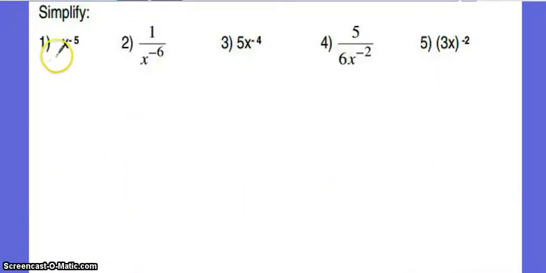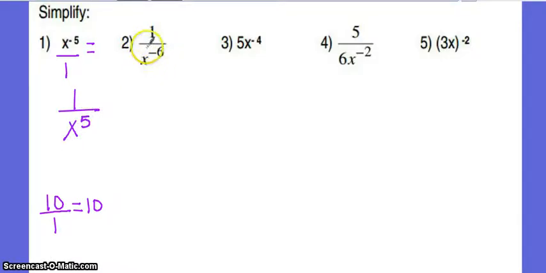Right here, this is the same thing as that, right? Because any whole number, if you're 10 years old, you're really 10 over 1, because that's equal to 10. So you're going to flip it, make it positive, which means you just put it on the bottom and make it positive. Now this one is already on the bottom, so that means you're going to flip it to the top and make it positive.